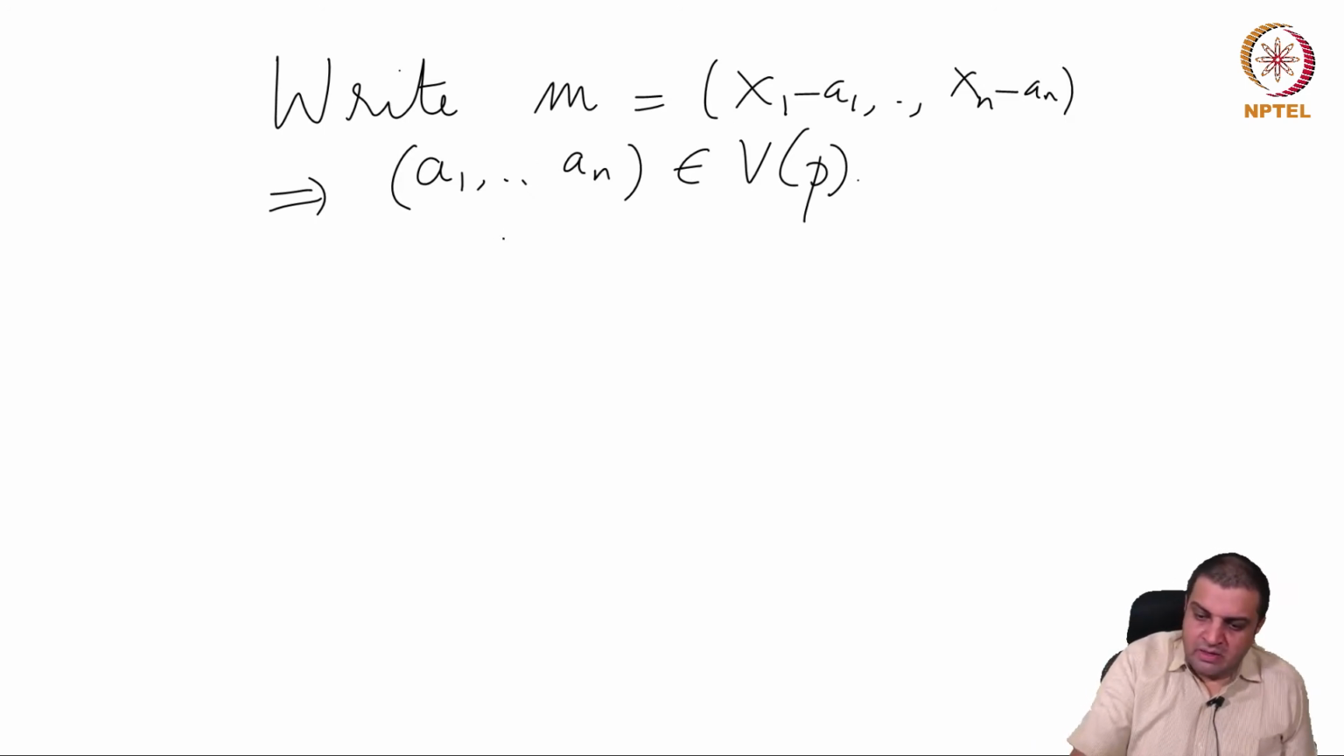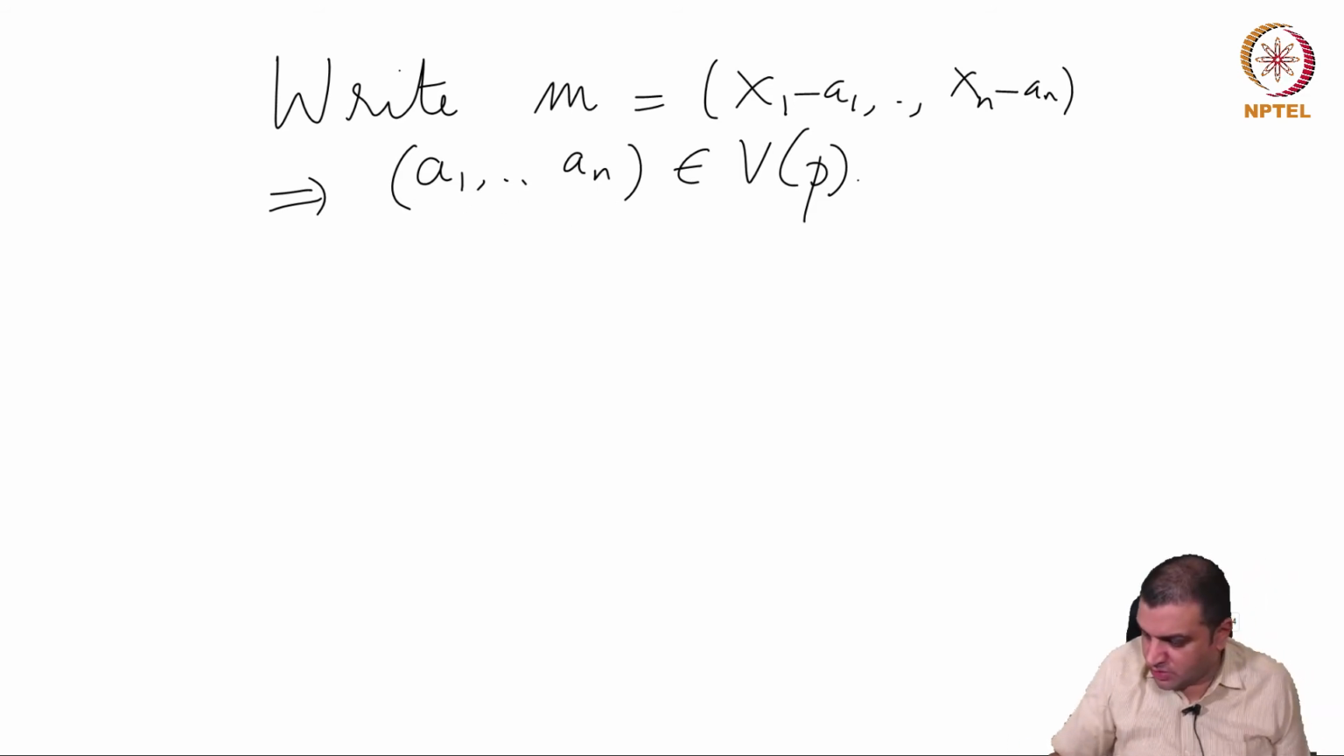Because if you take P inside M, and if you reduce all the elements of M, and if you evaluate an element of P, it would go to 0, because every element of M itself will go to 0 when you evaluate at this point. Okay. So this is what it means.